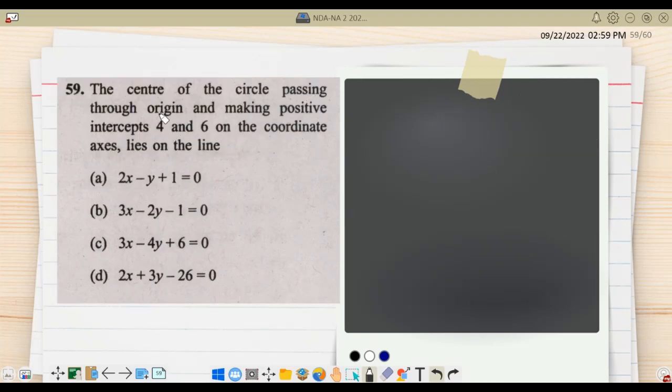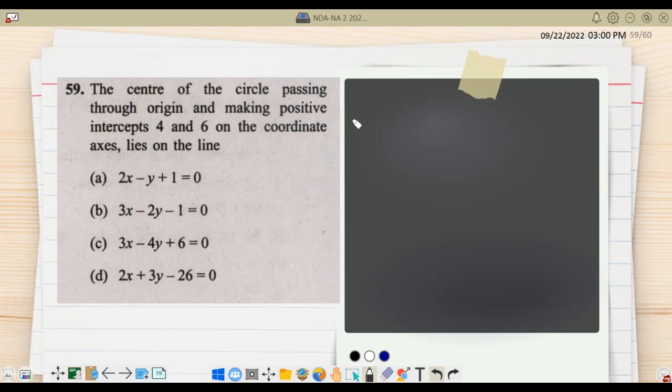We're going to go to the next question. The center of a circle passing through the origin, making positive intercepts 4 and 6 on the coordinate axes, that's going to be (4, 0) and (0, 6), lies on the line. So that's a circle and we have the center of the circle. That center should lie on some line. Which of these lines holds the center of the circle? It's passing through the origin and (4, 0), (0, 6).